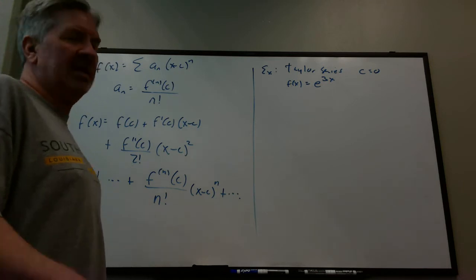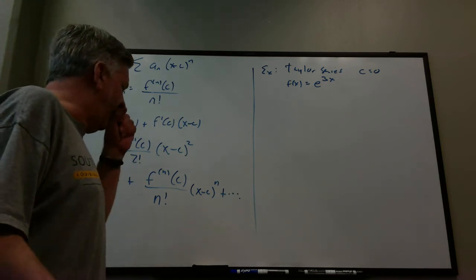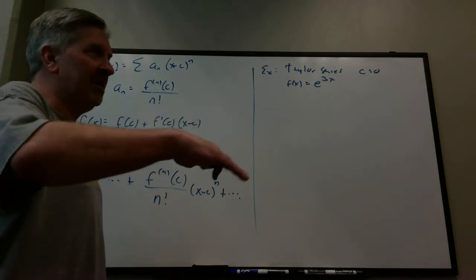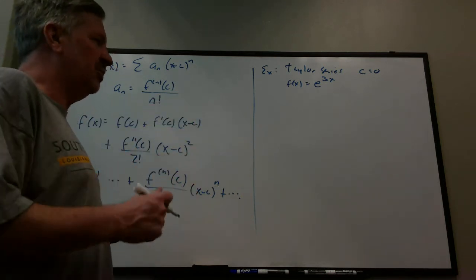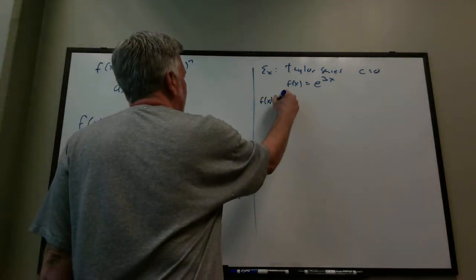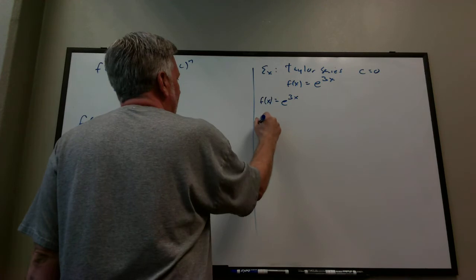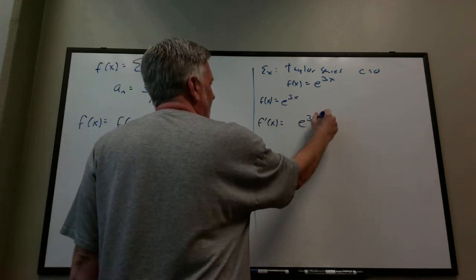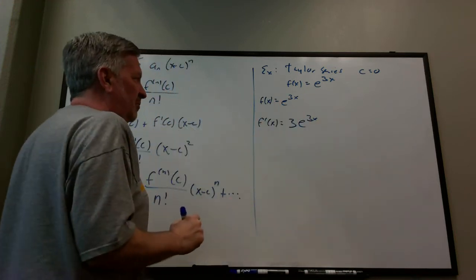Okay, well, notice as opposed to the Taylor polynomials, they told you where to stop. Here they didn't tell us where to stop. So we're just going to have to go blindly here. So we need f of x is e to the 3x. We need f prime. The derivative of e to the stuff is e to the stuff times the derivative of the stuff. That's chain rule.